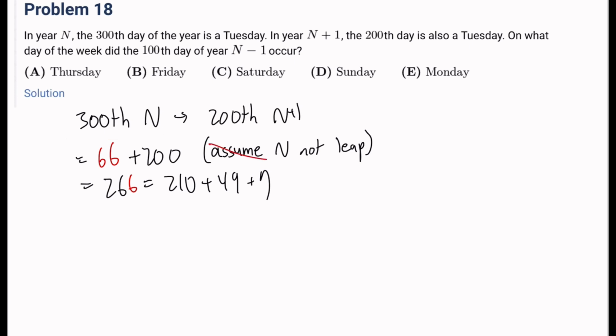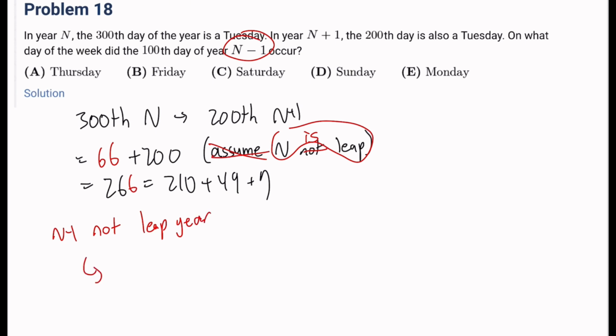So this means that n is a leap year, and so that means that n minus 1 is not a leap year, right? So n minus 1, not a leap year. And so this means the 100th day of n minus 1 to the 300th day of n. So the distance, that would be just 100 to 300 in like a normal year, right? So the 100th of n minus 1 to the 300th day of n plus 1.